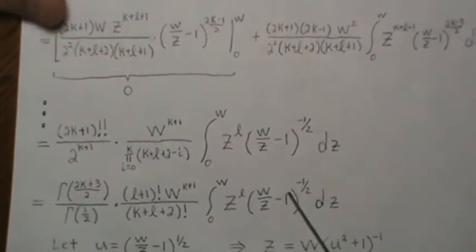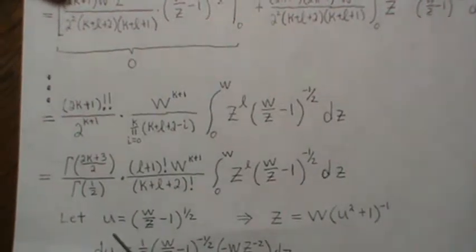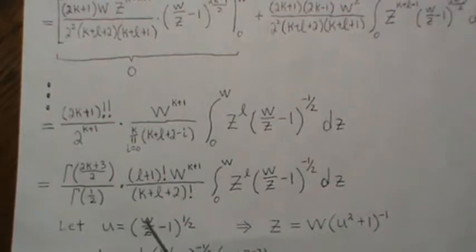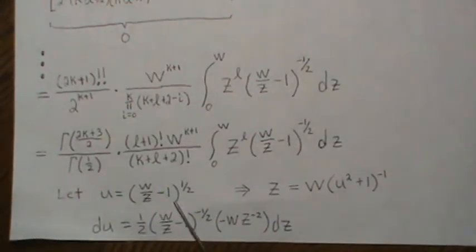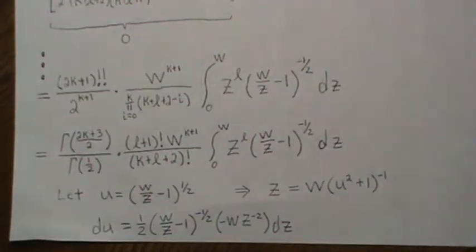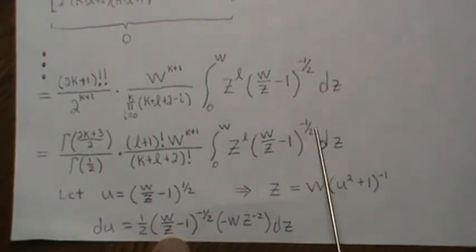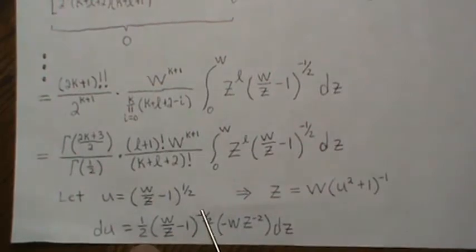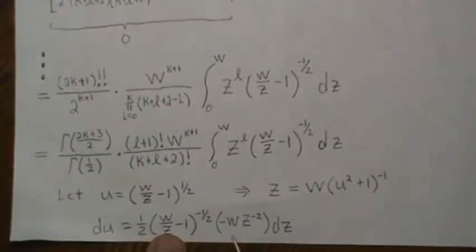So now let's further integrate this. Let's do a u substitution. Let's let u be this, well, sort of this piece, raised to the positive 1/2, not the negative 1/2. All right. And then when you back solve for z, you end up getting this. But when you take the derivative, you get this, okay? So what's nice about that is this minus w over z minus 1 dz, that's this piece here, right?